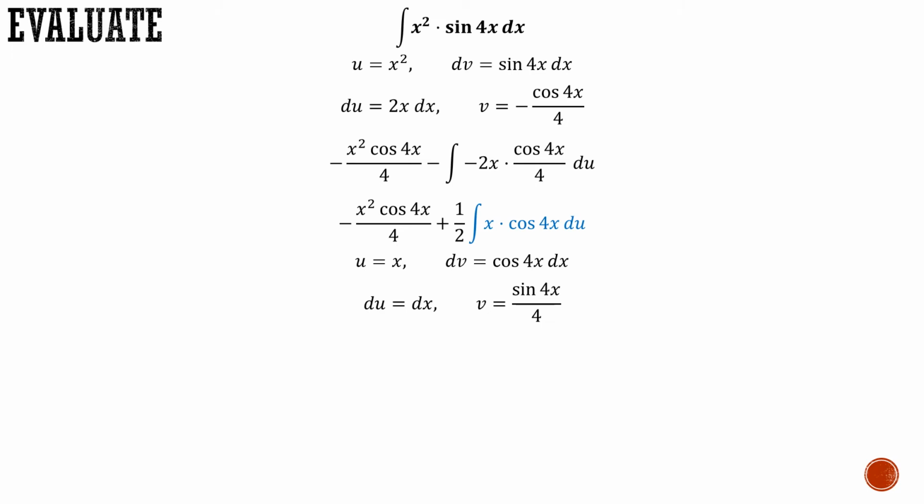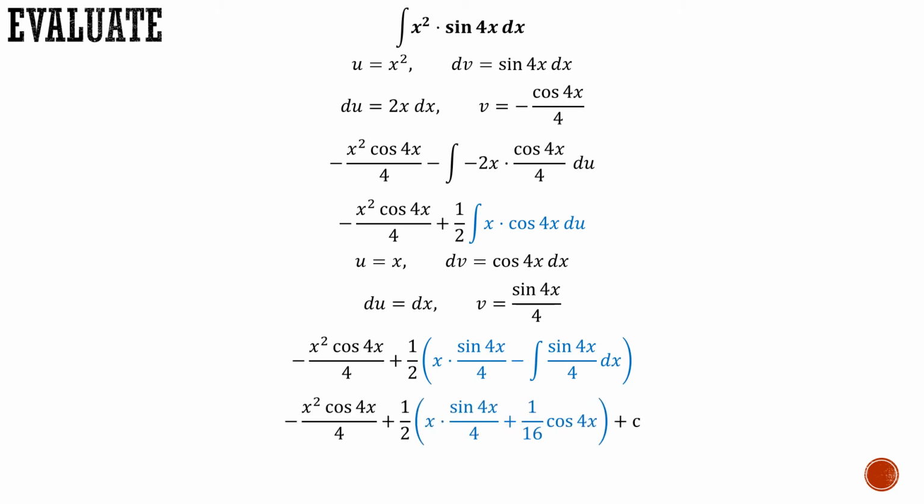So now substituting that in for my blue integral, I'm going to have negative x squared cosine 4x over 4 plus a half, that's from the beginning, times uv minus the integral of v du, or x sine 4x over 4 minus the integral of sine 4x over 4 dx. Now integrating that last little piece, I'm going to have the first part, negative x squared cosine 4x over 4 plus 1/2 times x sine 4x over 4. And then the integral of this sine 4x over 4 is negative 1/16 cosine 4x plus c.